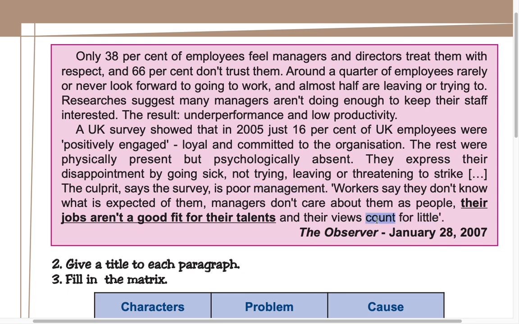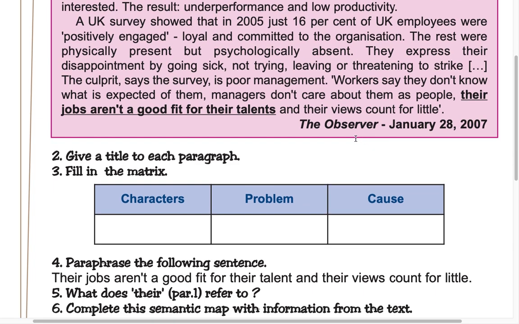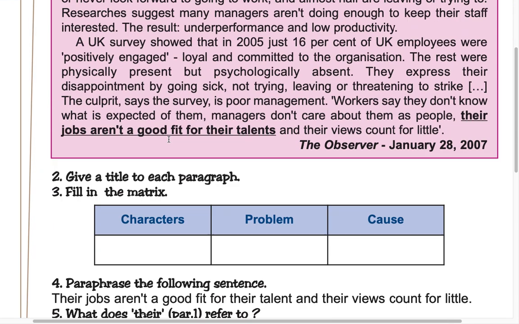So to count is to be of importance. When you say that something counts for you, you mean it is important for you. But the employees say that their views, their own opinions, count for little. By that we mean they don't count. They're not important from the point of view of their directors and superiors. This was taken from the Observer, a magazine, on January 28th, 2007. So it is an article.